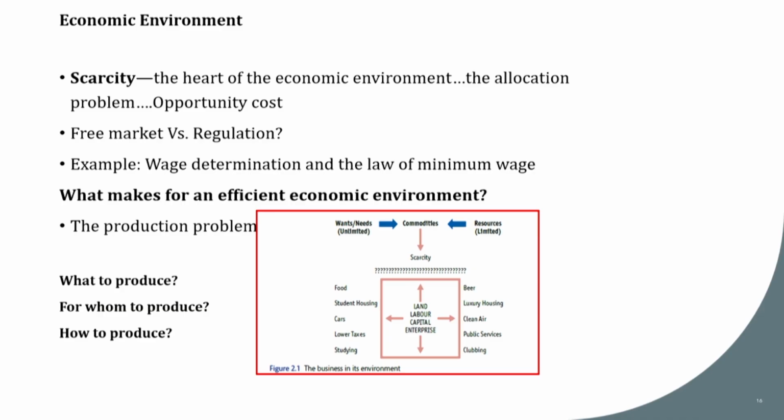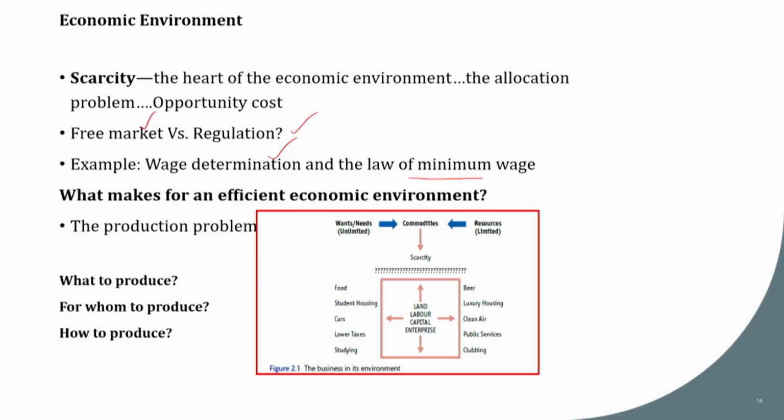When we talk about economic environment, there are broadly two types. One is called free market economy, and the other one is regulation under government control. For example, wage determination and the law of minimum wage. Wage determination normally is determined by the free market, but when the government comes in to regulate, then they come up with a law of minimum wage.